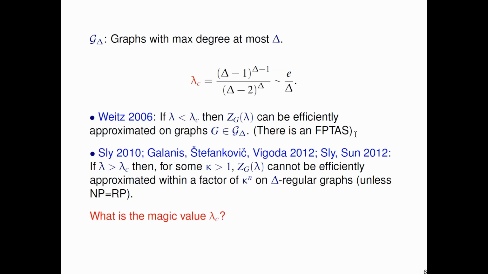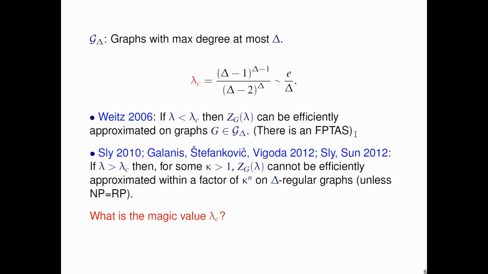And then I'll be able to tell you what was really a big discovery in the field around 2010. That's that there's a critical value, lambda critical, which, I've written the exact value in case you care, but it's about e over delta as delta gets big. And it turns out that, let's look at the problem of approximating the partition function on the set of graphs of degree at most delta. Now, we'll be able eventually to take delta equals infinity.